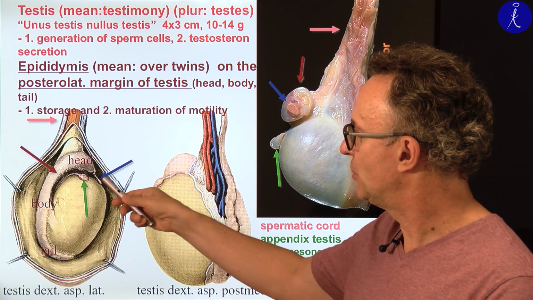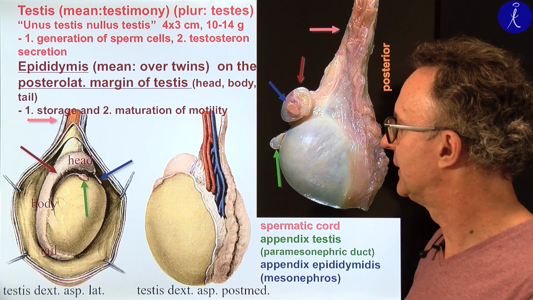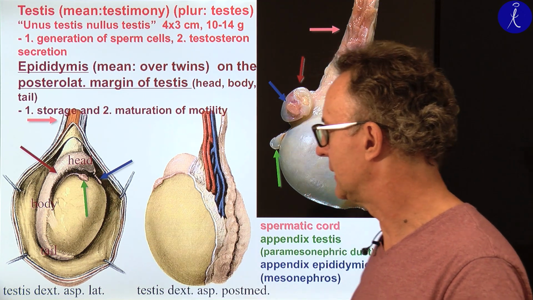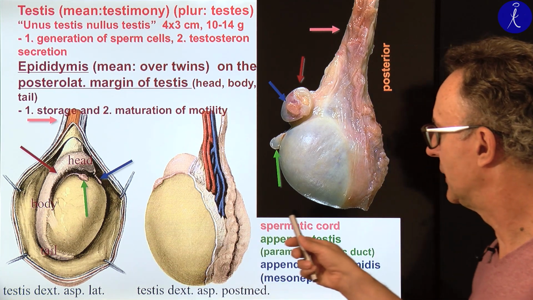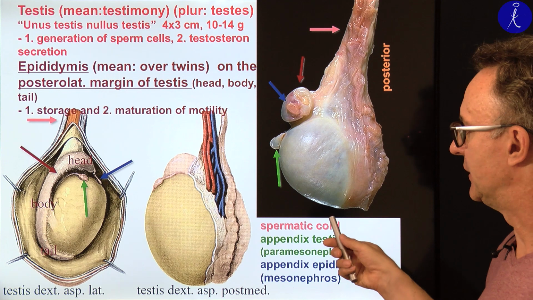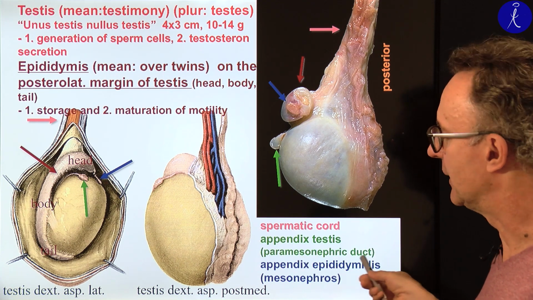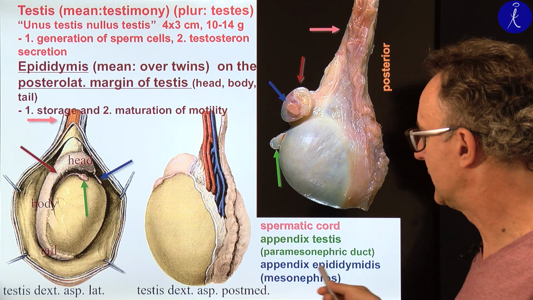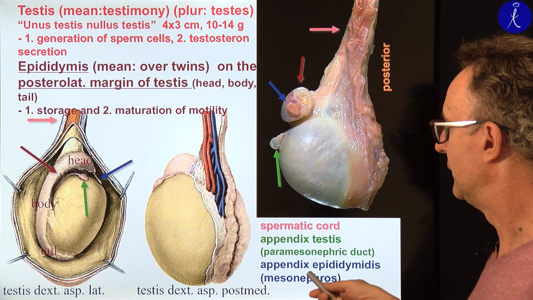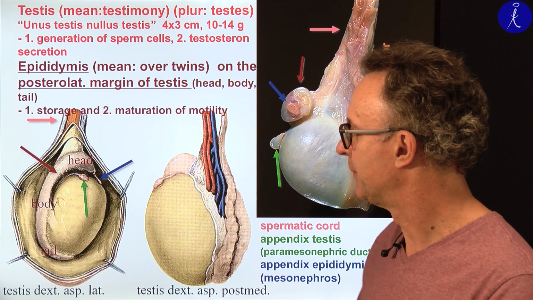Now, we see two tiny appendages. One is in green, the other is labeled by blue. The green is the so-called appendix of testis, which is the remnant of the Mullerian duct or paramesonephric duct in male, and the other one is the appendix of epididymis, which is the remnant of the mesonephros.